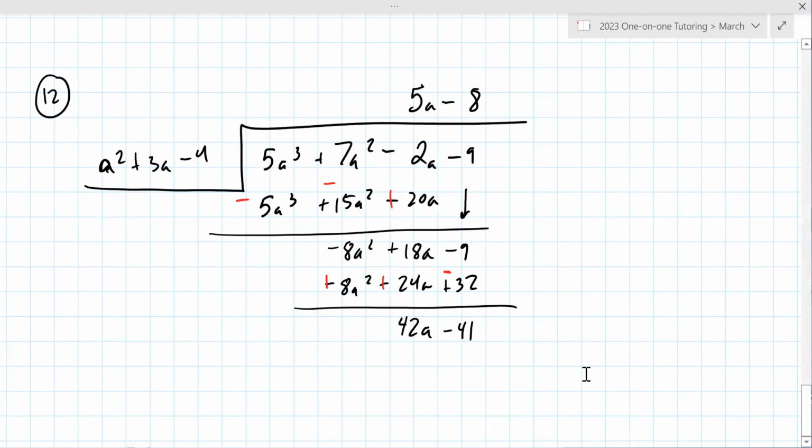Right. Yeah. So your answer here is 5a minus 8 plus 42a minus 41 over a squared plus 3a minus 4. Right. That makes sense. There we go. Okay.